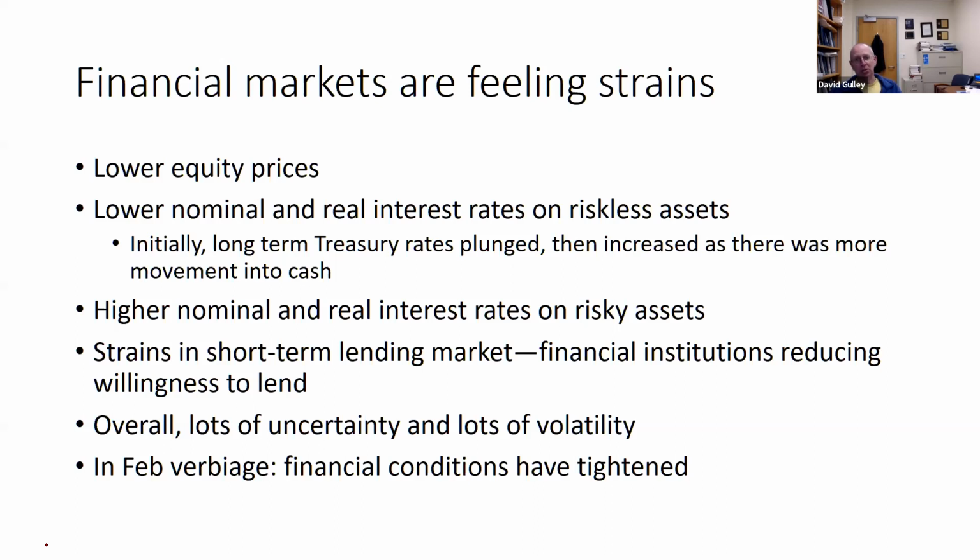And we've also seen substantial strains in short-term lending markets. The idea here is that financial institutions are tending to reduce their willingness to lend to other financial institutions. So in short, the plumbing of the financial markets is starting to experience some pressure here. So the overall problem is we've got a lot of uncertainty and a lot of volatility. And if you look at how central banks talk about this, they say financial market conditions have tightened. That's typically the language that they've used here.